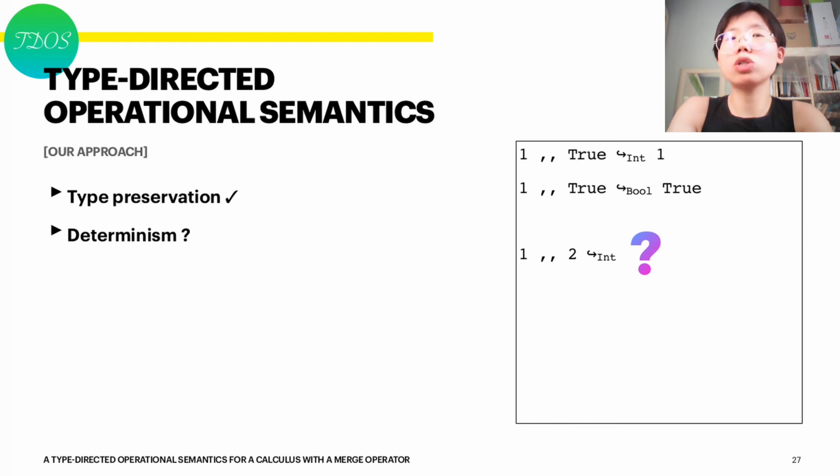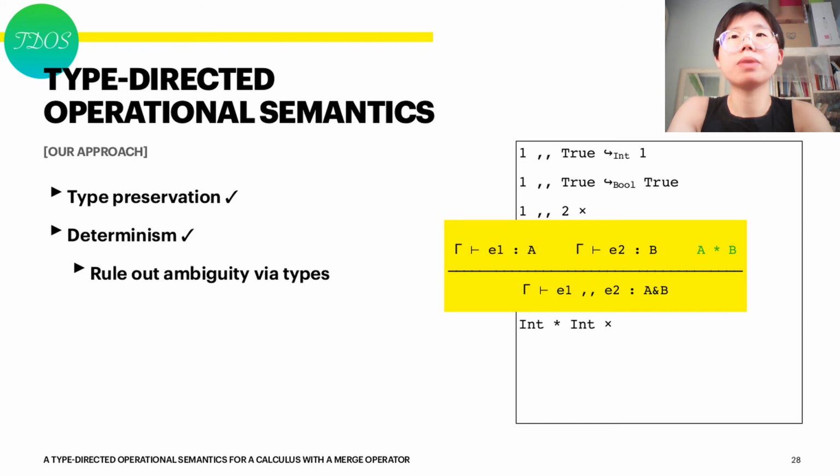Although 1 or true can be selected by int or bool, sometimes we cannot distinguish parts of merges from their types. For example, what should the type reduction produce when reducing 1 merged with 2 against int? 1 or 2? So we choose to reject such ambiguous merges in the typing rule of merge by examining their types. Merging two integers is forbidden.